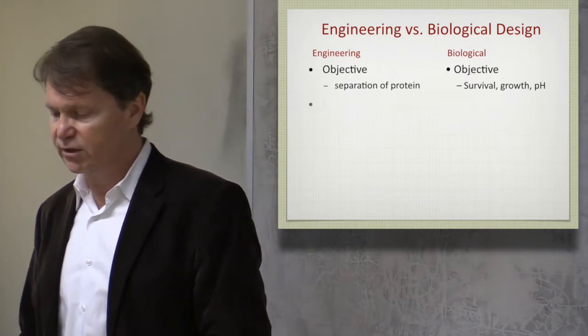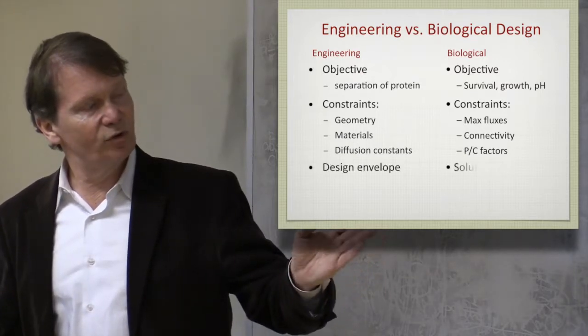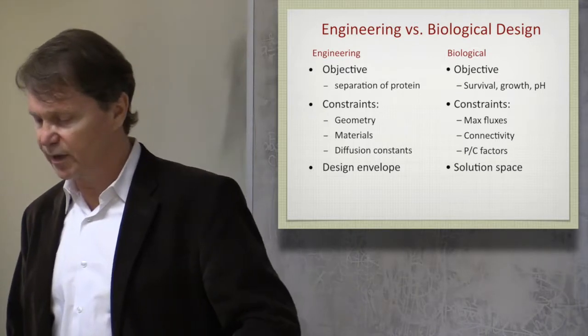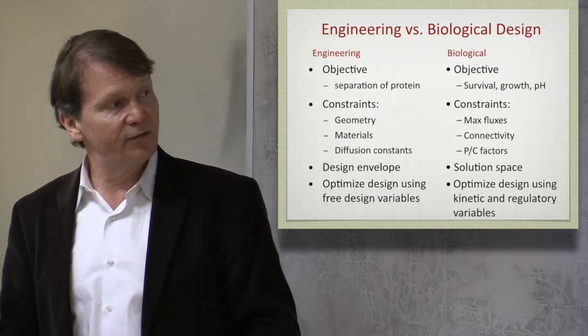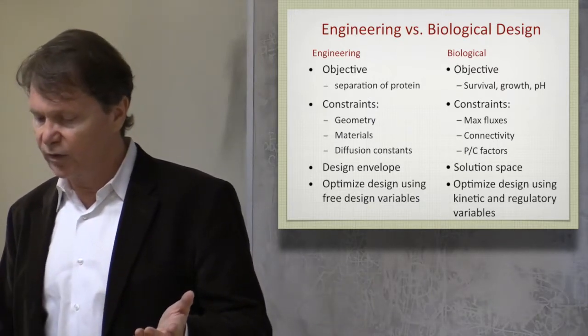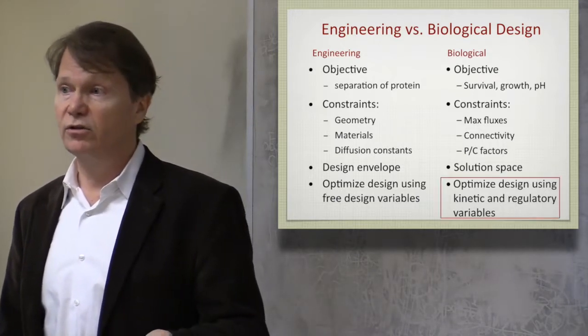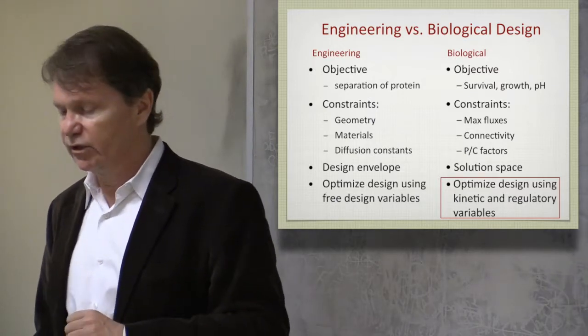You state your constraints, like we talked about. One side, you define a design envelope. We call it a solution space. And then for engineers, they optimize using the free design variables. And like I pointed out, for biology, at least in the short term, those design variables are kinetic constants and maybe regulatory phenomena. That's the quickest way to change your design.